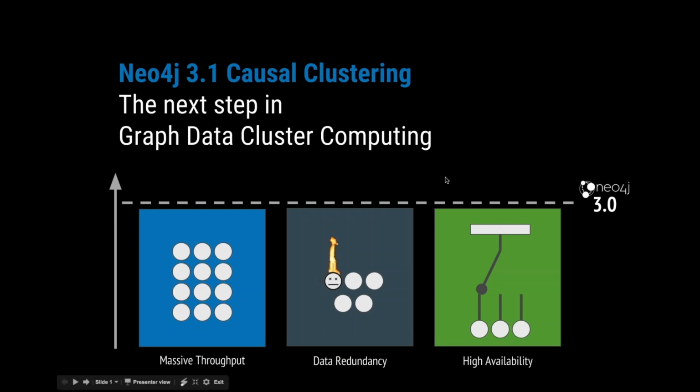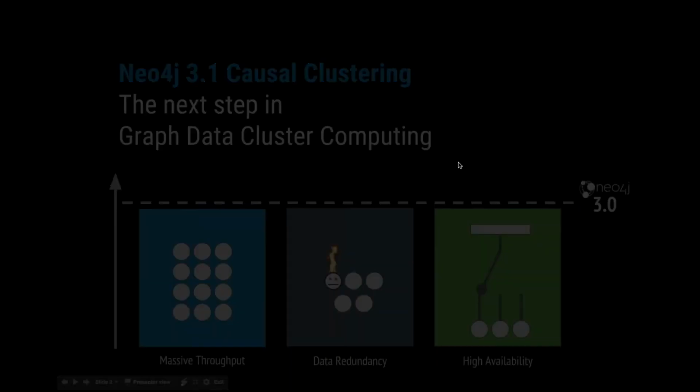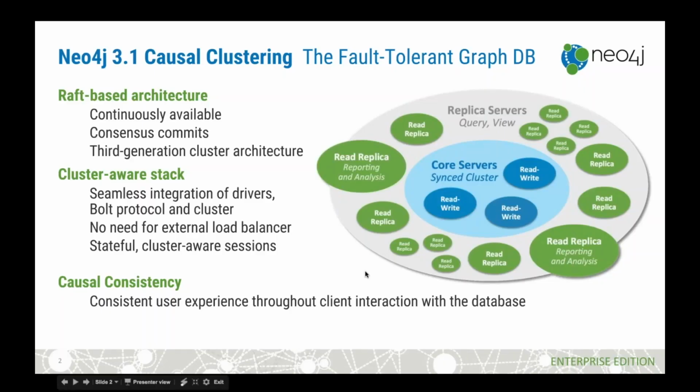So we already have highly available cluster computing for graph data in Neo4j 3.0. That includes capabilities for distributing workload, for large-scale throughput, for data redundancy, providing fault tolerance, and high availability in terms of support for the processing workload. With Neo4j 3.1, we're evolving to the next level in terms of the fault-tolerant graph database. So one of the changes we've introduced is moving from a Paxos-based architecture, which was in fact our second generation cluster architecture, to the Raft protocol.